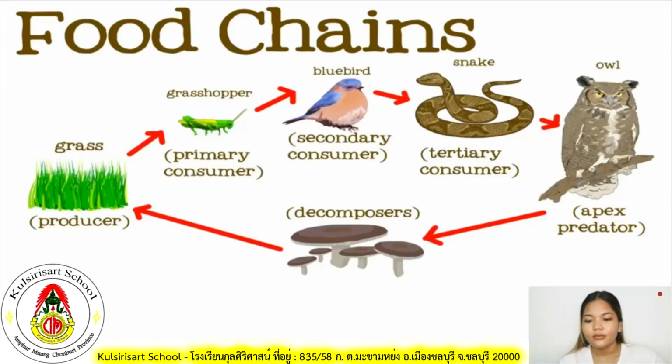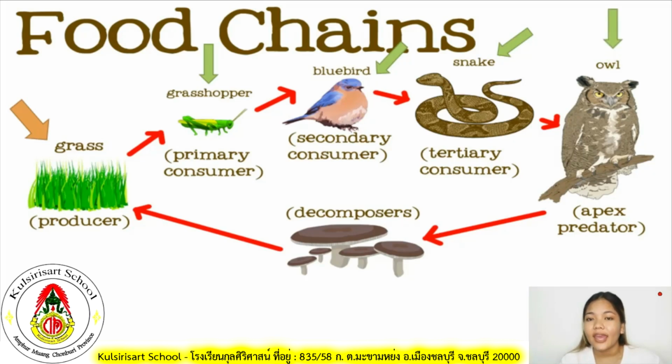Now, we have here another example of a food chain, for you to better understand what a food chain is. In this food chain, you can see the grass again as the producer. And then we have the grasshopper as a primary consumer because this grasshopper eats the grass. And then we have the bluebird, which is a secondary consumer because it eats the grasshopper. And then we have the snake, which is the tertiary consumer because it eats the bluebird.